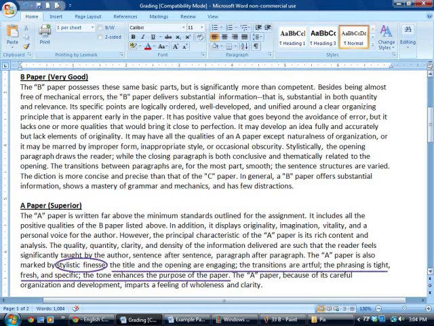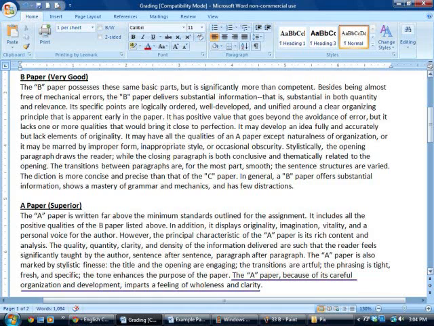The A paper is also marked by a stylistic finesse. The title and the opening are engaging. The transitions are artful. The phrasing is tight, fresh, and specific. The tone enhances the purpose of the paper. The A paper, because of its careful organization and development, imparts a feeling of wholeness and clarity.